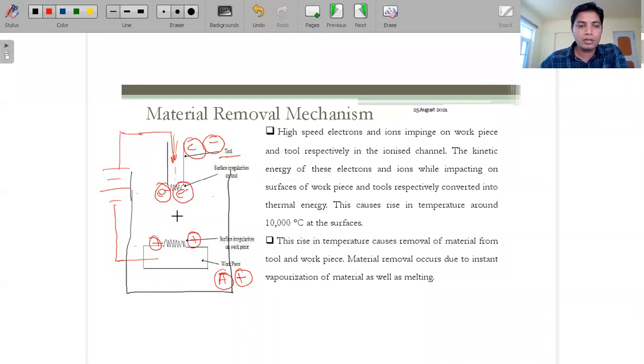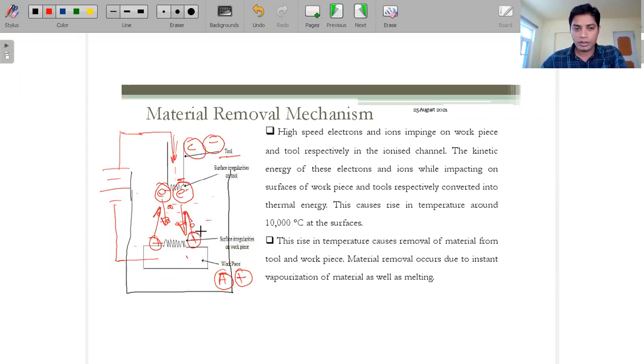And as we are using the dielectric fluid in between, there are also dielectric fluid molecules. Once the power supply is started, when this electrode is charged after the steady state condition, it will release the electrons. Now these electrons will definitely move in some direction. Instead of moving in a random direction, they will move towards the positive ions. So the negative ions, the electrons generated at the tool, will move toward the workpiece side, and the positive ions generated on the workpiece will move toward the tool side.